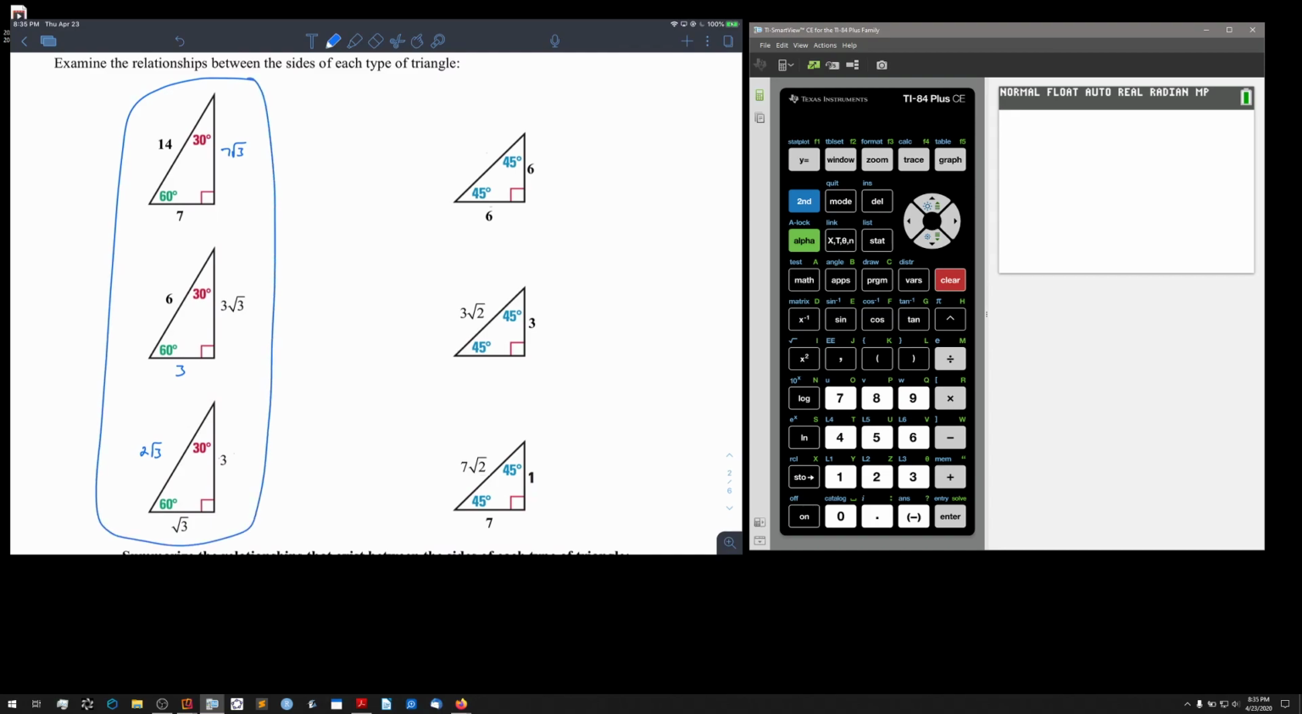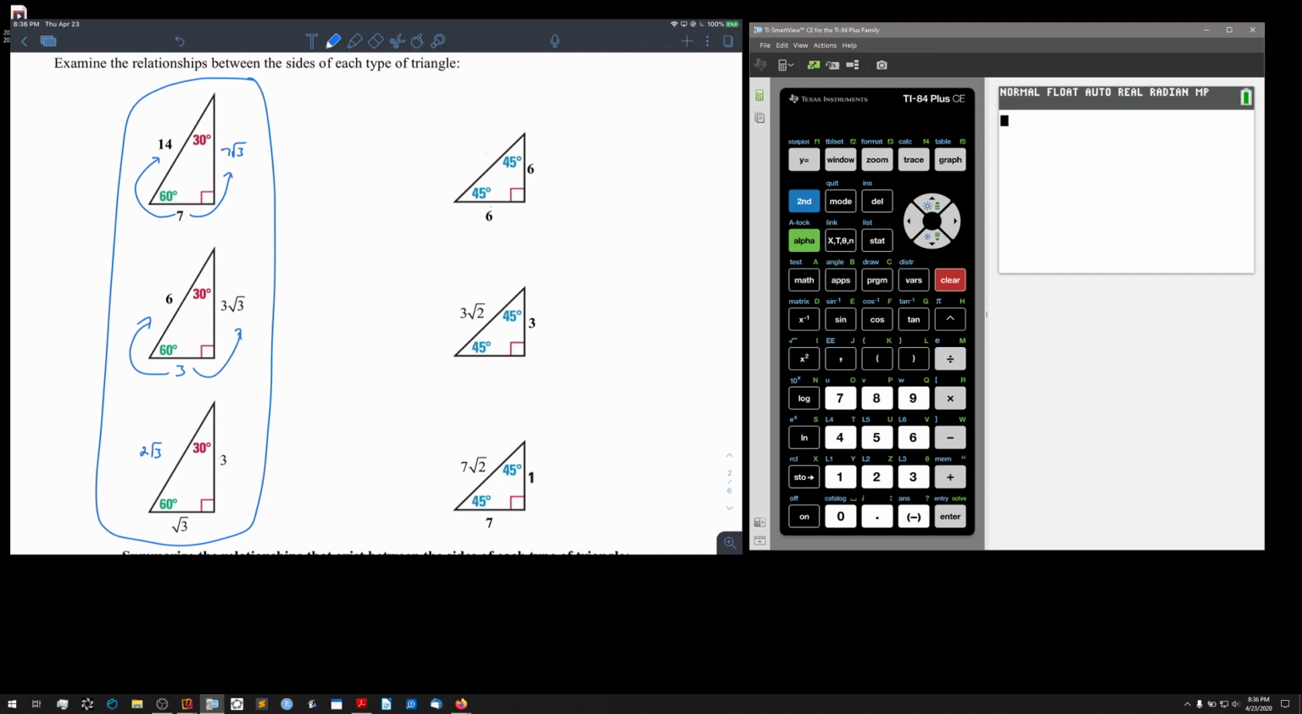Now, if you look at this one, I just completed the information for this one. Okay, you can sit there and stare at it for a while and figure out relationships. If you see this, you say, how do I get from 7 to 14? Well, that's multiplied by 2. How do I get from 7 to 7 root 3? Well, that's multiplied by root 3. Is it the same here? Yes. Wow, amazing.